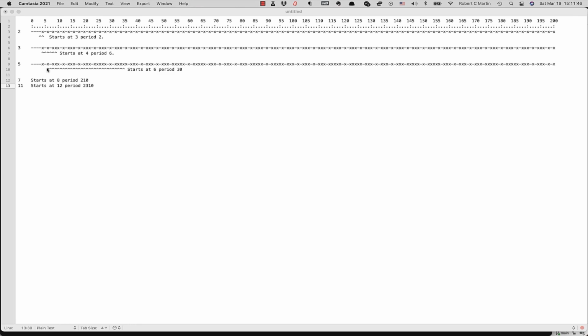So it always seems to start at the prime plus 1, and then the period is the product of all the primes so far. So, this one has a period of 30. The next one starts at 8 with a period of 210. The next one starts at 12 with a period of 2310. So that's one thing. That's one reason why it's complicated.